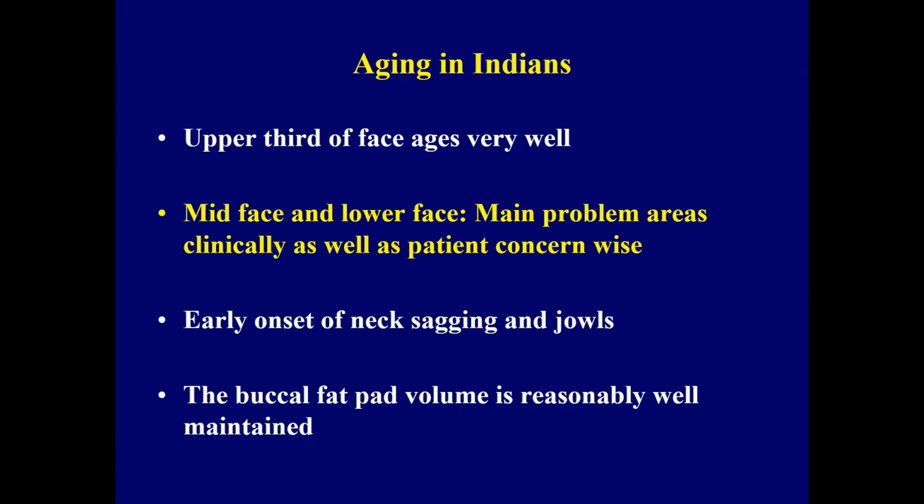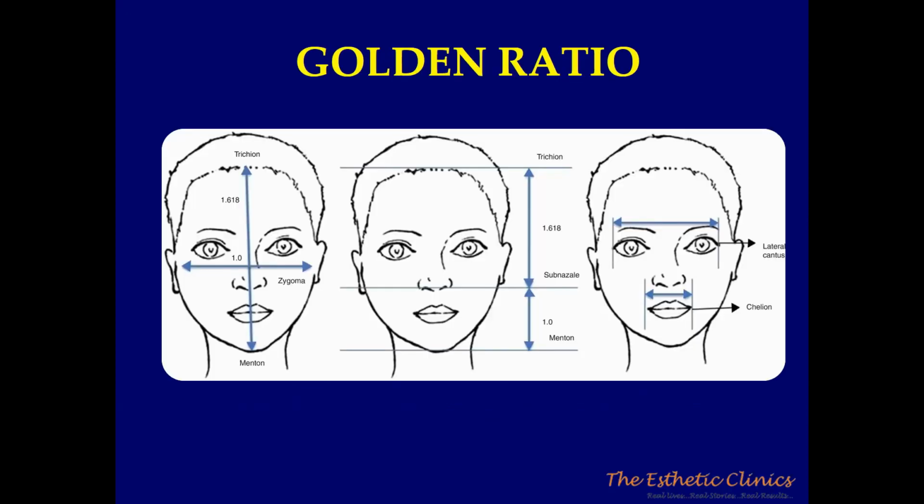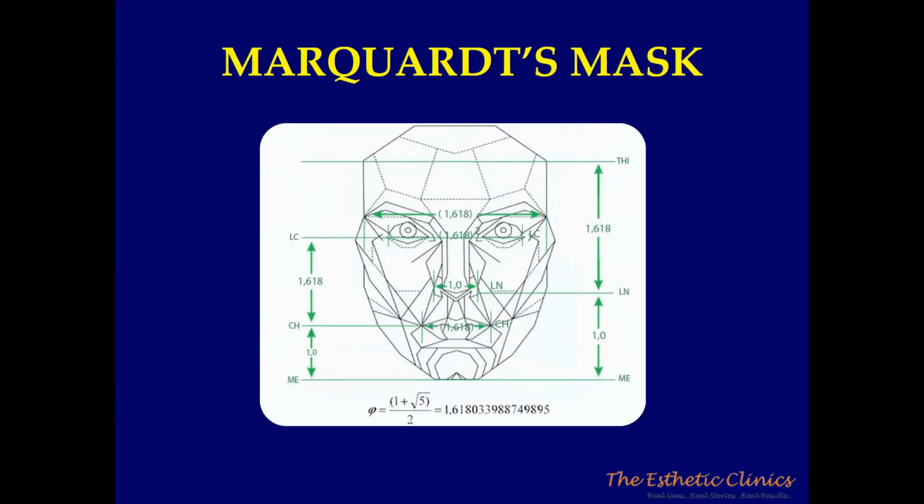Essentially, what we realized from the study was that because of the melanin content in the face, the upper third of the face ages relatively well, with the mid face and the lower face being the real problem areas, with an early onset of neck sagging and jowling. Obviously, contours are important in every ethnicity. However, in Indians, because of the widening of the lower face as all of us age, facial contouring or facial engineering becomes even more important.